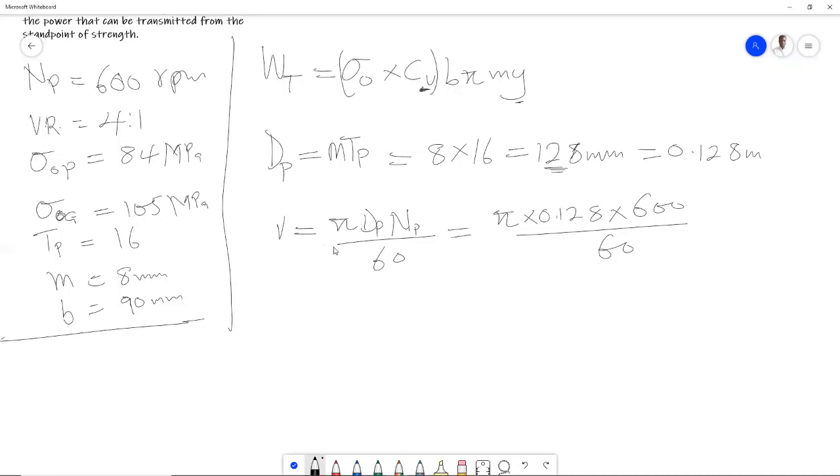If you calculate this one, what answer do you get? Can you do that quickly? What do you have? 4.021. Okay. And the unit will be in what? What will be the unit? So we'll have the unit in meters per second. This is a linear velocity. Now we have this as the pitch line velocity.